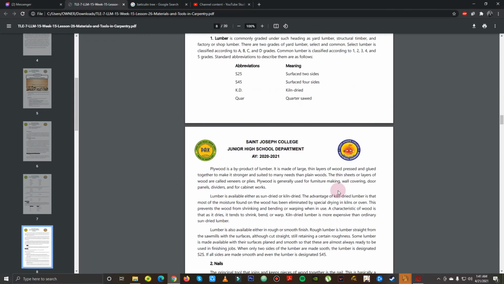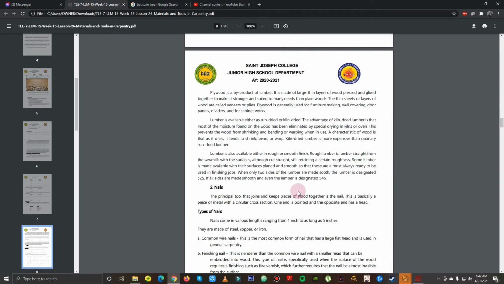Okay? Plywood is a byproduct of lumber. It is made of large, thin layers of wood pressed and glued together to make it stronger and suited to many needs that plain woods cannot meet. The thin sheets of layers of wood are actually called veneers or plies. Plywood is generally used for furniture making, wood covering, door panels, dividers, and for cabinet works.